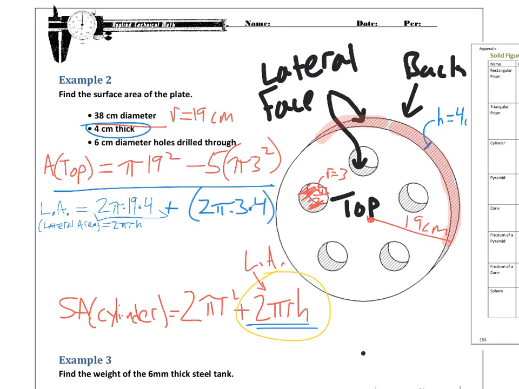Now, how many of those do we have? That's just the lateral face of 1. We have 5.